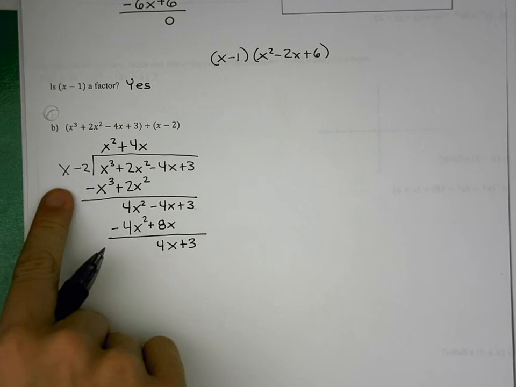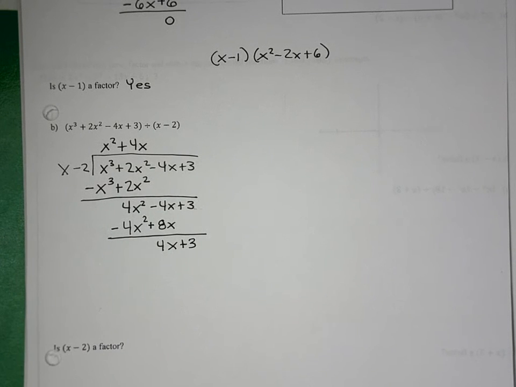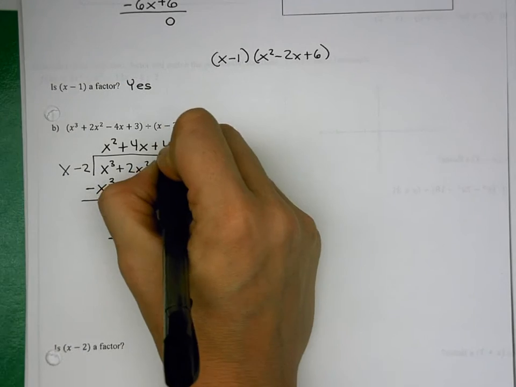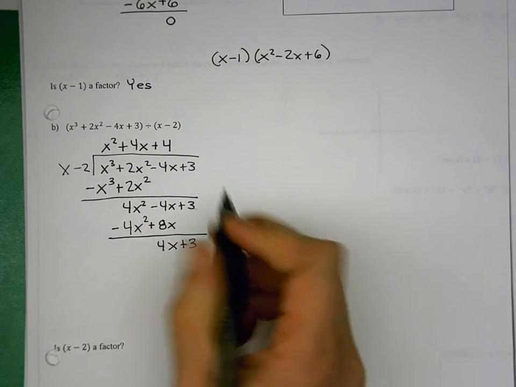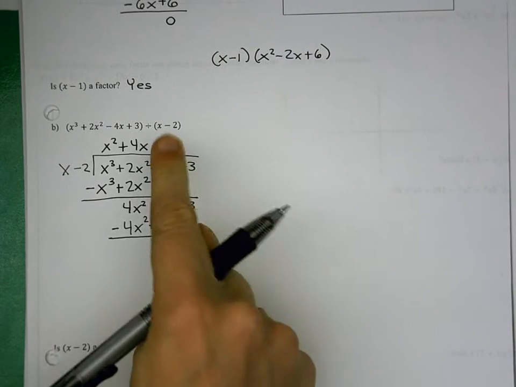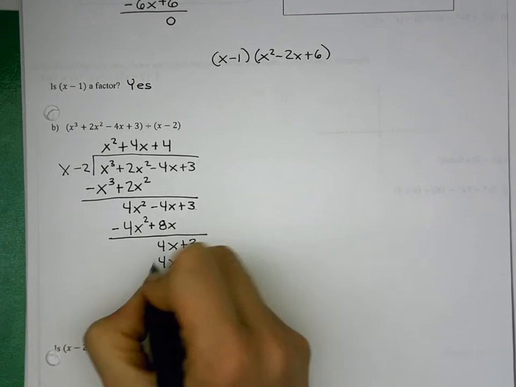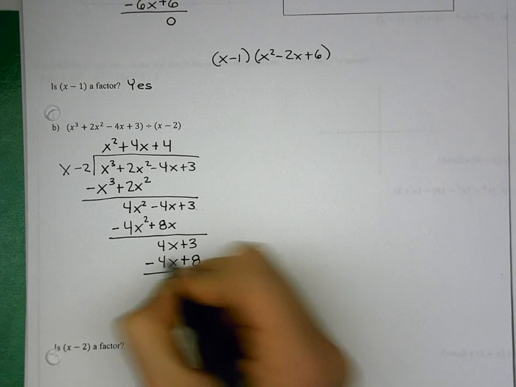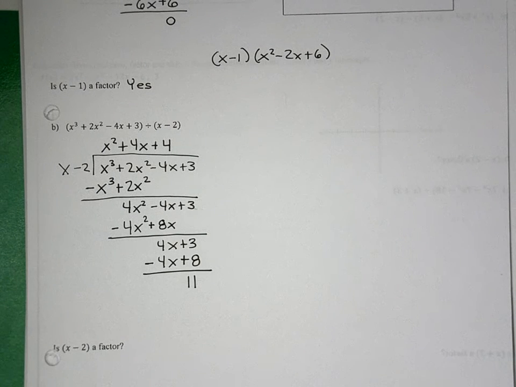Okay, how many times does x go into 4x? AKA, x times what is 4x? It'd be positive 4. Okay, multiplying, 4 times x is 4x. 4 times negative 2 is negative 8. And then we are subtracting minus 4x plus 8. 4x minus 4x is 0. 3 plus 8 is 11. X does not go into 11, so 11 is my remainder.